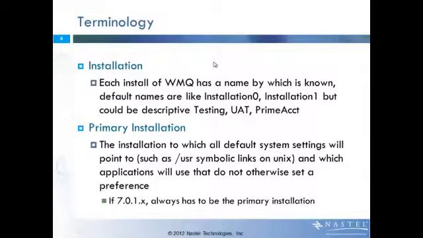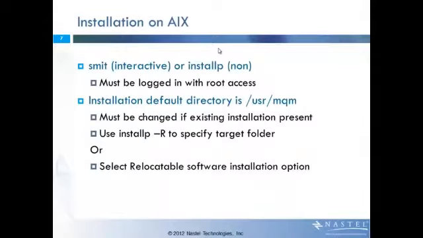One other bit of terminology is the term coexistence generally refers to when running 7.0.1.6 and higher along with 7.1, whereas multiple installation support is running multiple versions of 7.1 and or 7.5. So let's look at a couple of the installation scenarios. We'll go through these relatively quickly.